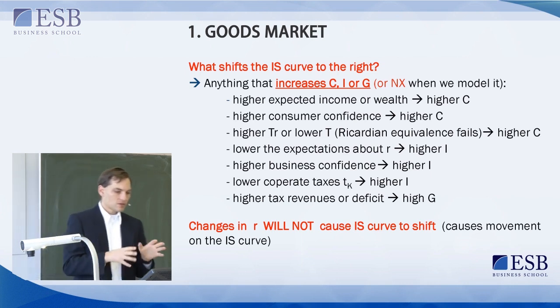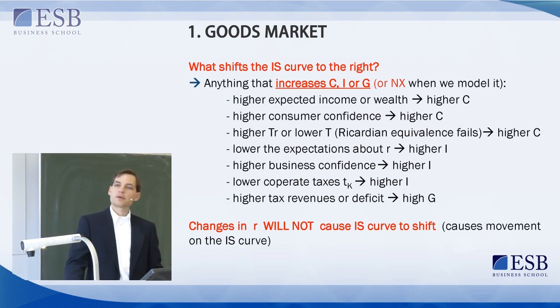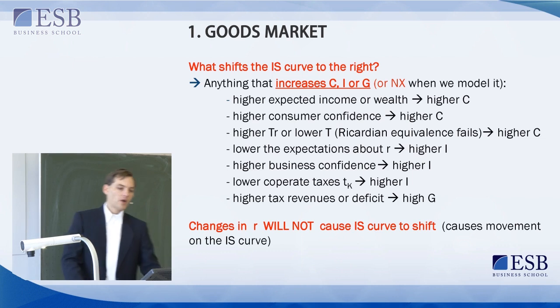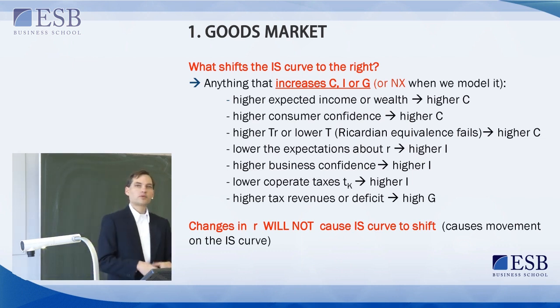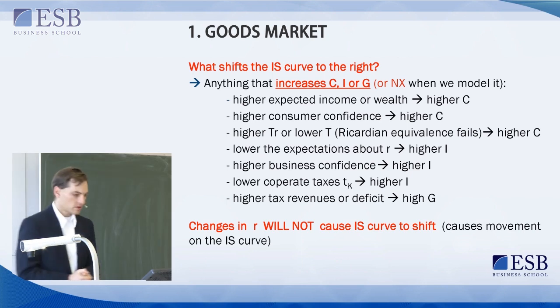But let me give you some examples of what is behind a change in consumption, investment, and government spending. For instance, if you have higher income, or if you expect higher income, then maybe you start to increase your consumption. That leads to higher consumption, and this higher consumption will in the end lead to a shift of the IS curve to the right. The same can happen if you have higher consumer confidence, because the economy is doing well, and you say, well, it works out, let's consume.